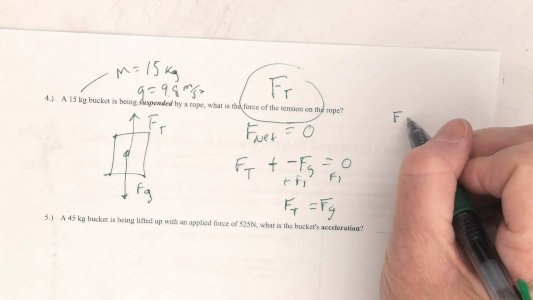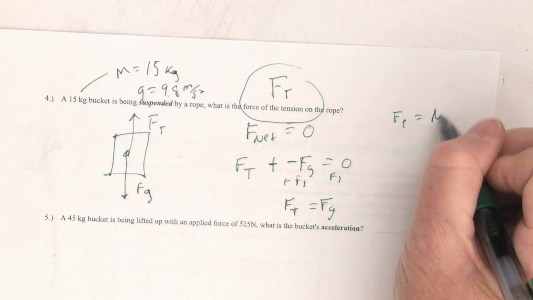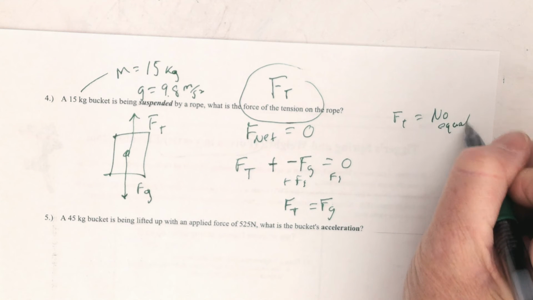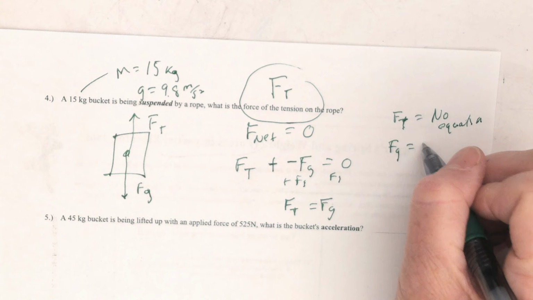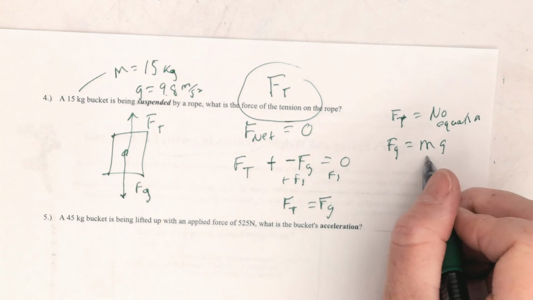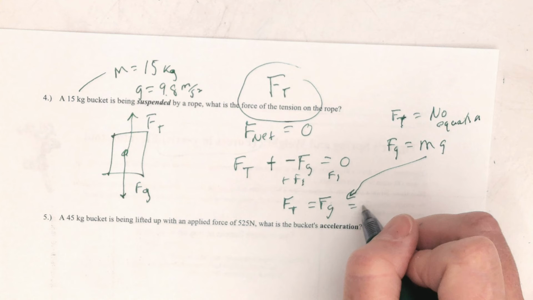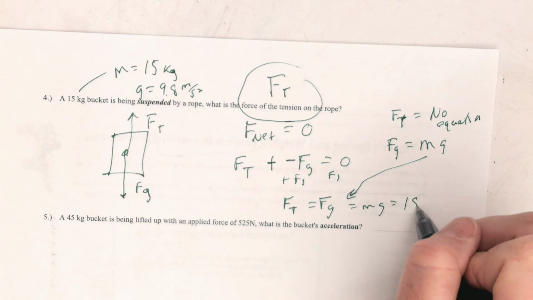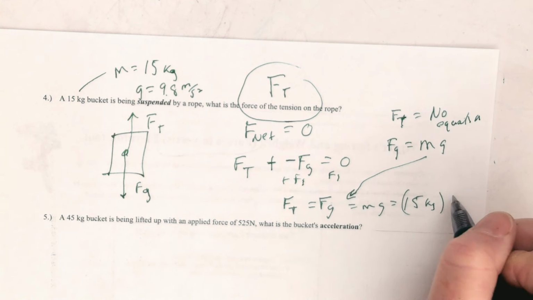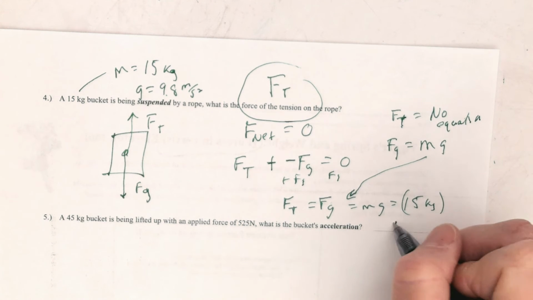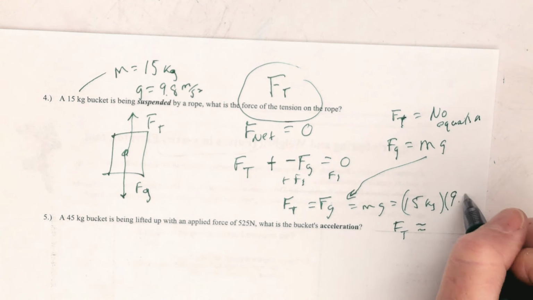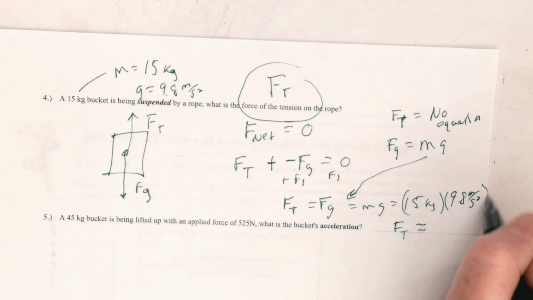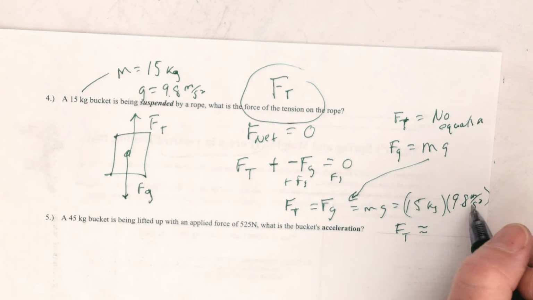Well, I have these equations. Force of tension, no equation. You guys got to do it. But the force of gravity has an equation, mg. So, walk over here, put mg in, 15 kilograms times 9.8, which is basically 10, which makes the force of tension on the rope approximately equal to 150 newtons. About, 15 times 10. You get the answer.